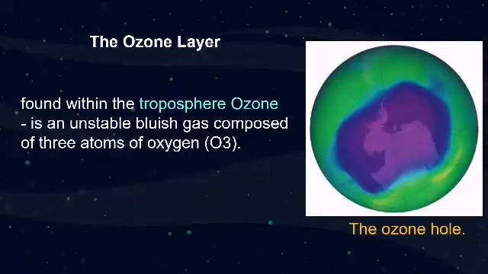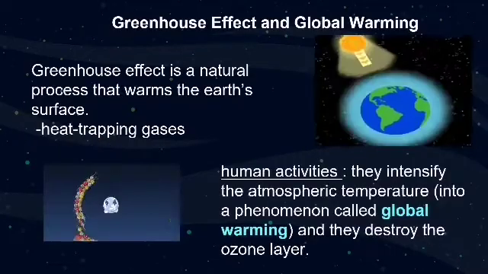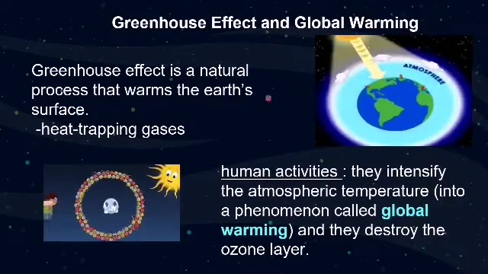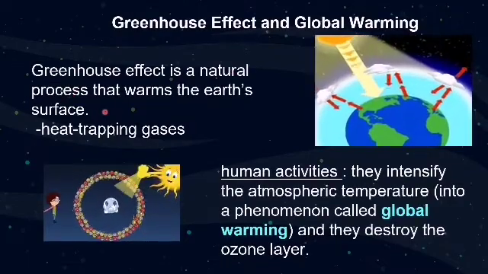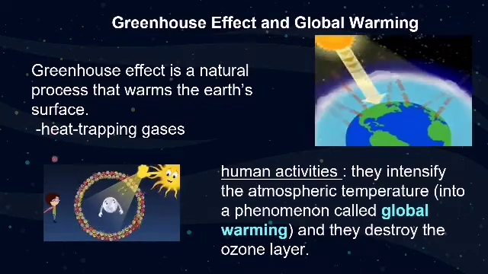So our ozone layer is found within the troposphere. The ozone layer is an unstable bluish gas composed of 3 atoms of oxygen. Greenhouse effect and global warming. The greenhouse effect is a natural process that warms the Earth's surface.